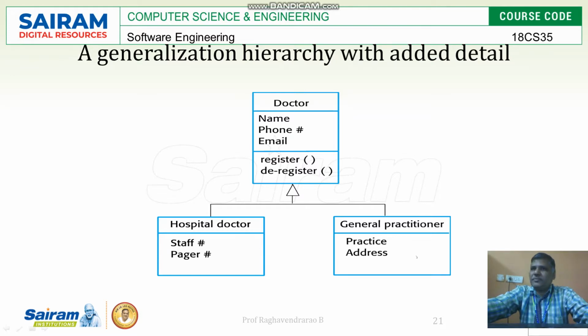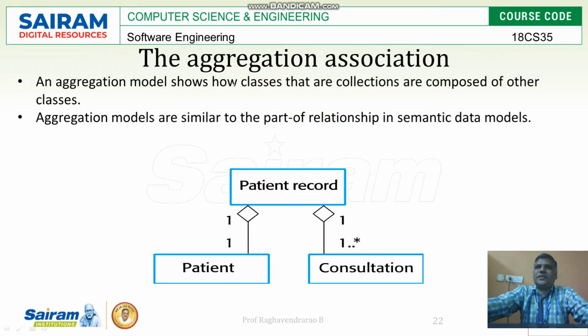So we should call them, okay. So here phone number is there. All these things are getting inherited over here, okay. Then aggregation and association. It is going to be.